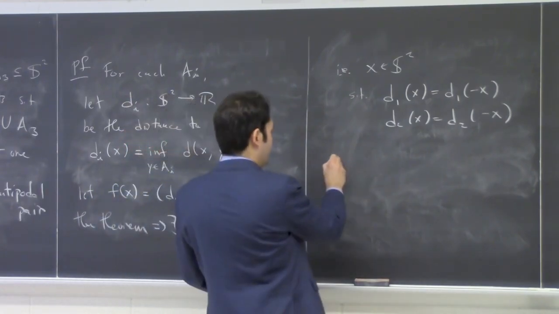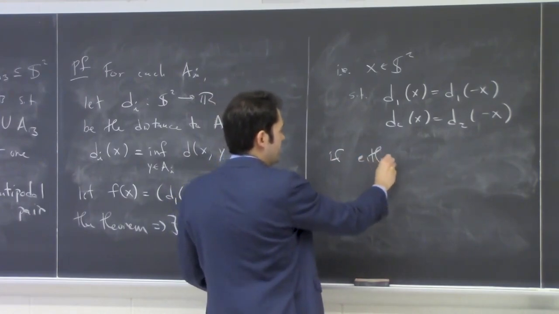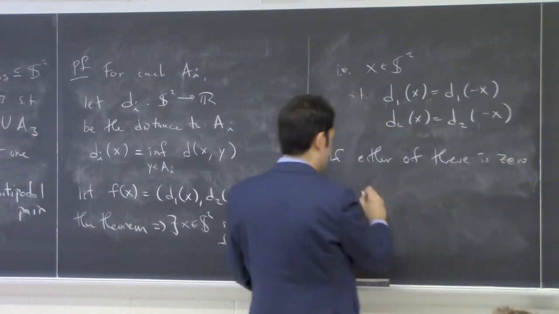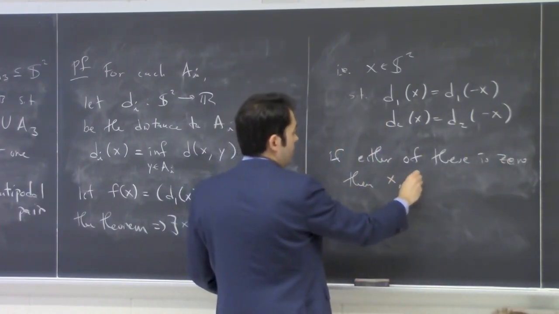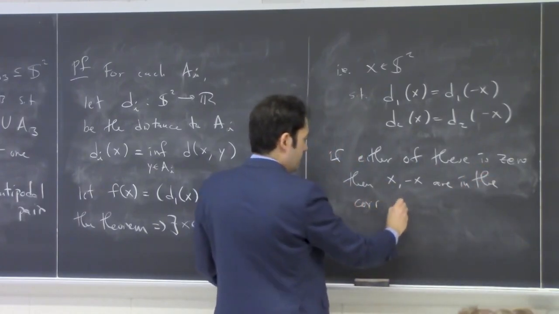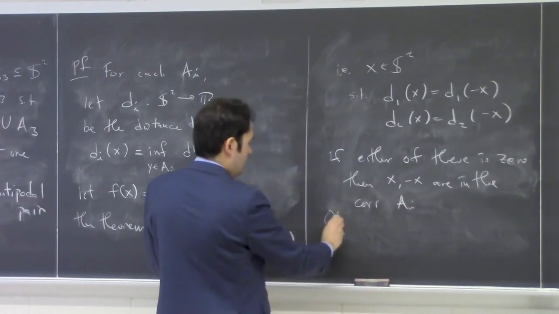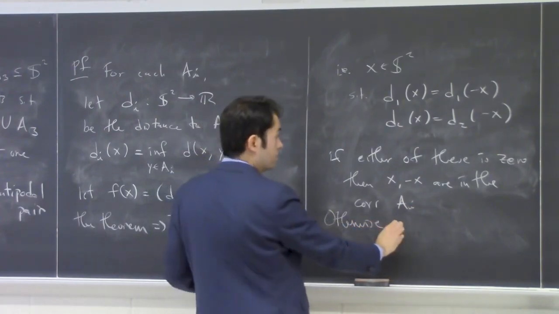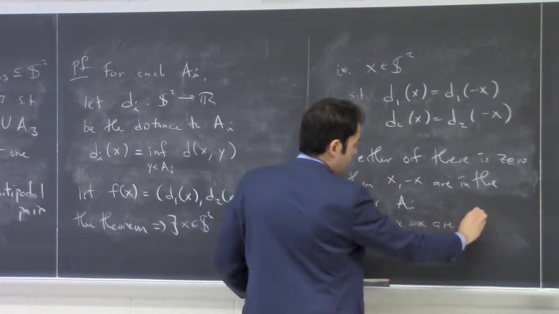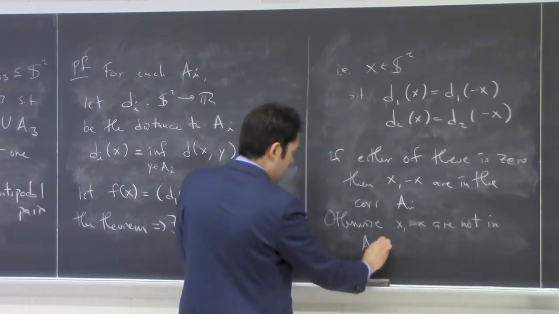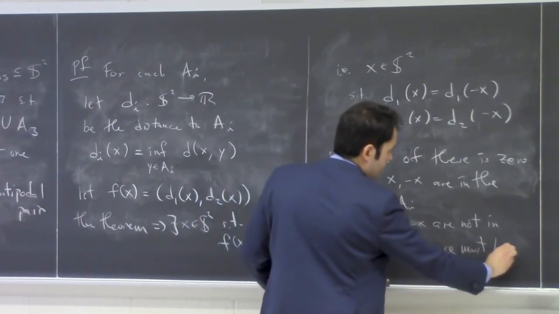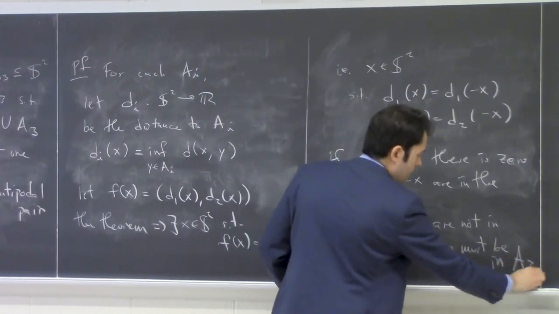So if either of these is 0, x and minus x are in the corresponding Ai, otherwise x and minus x are not in A1 union A2, hence must be in A3.